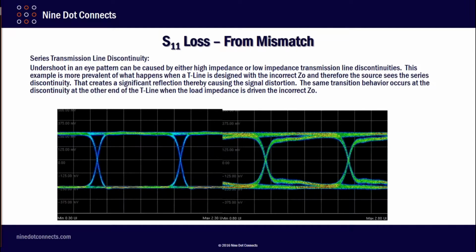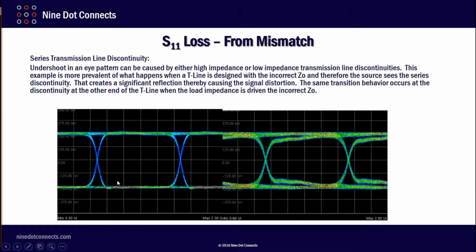If we have a series transmission line discontinuity, undershoot in an eye pattern can be caused by either high impedance or low impedance line discontinuities. This example is more representative of what happens when a T-line is designed with an incorrect characteristic impedance, and therefore the source sees that series discontinuity. That creates a significant reflection, thereby causing signal distortion.